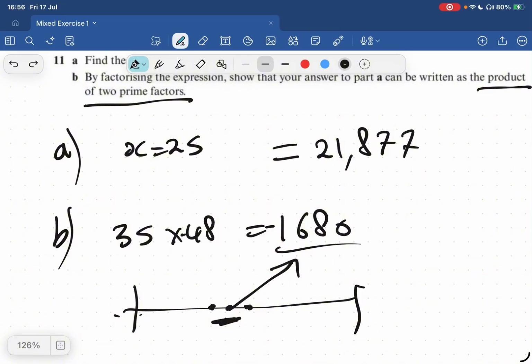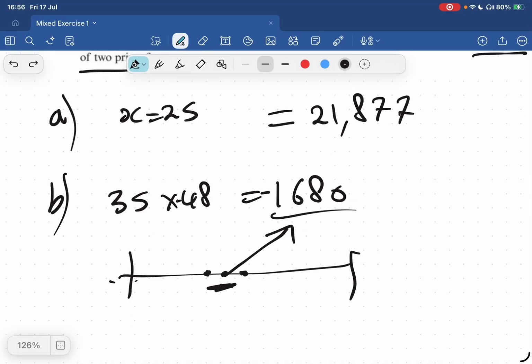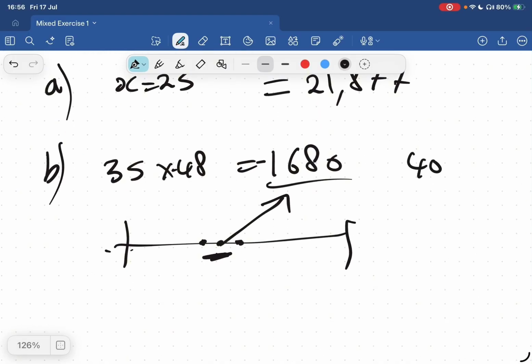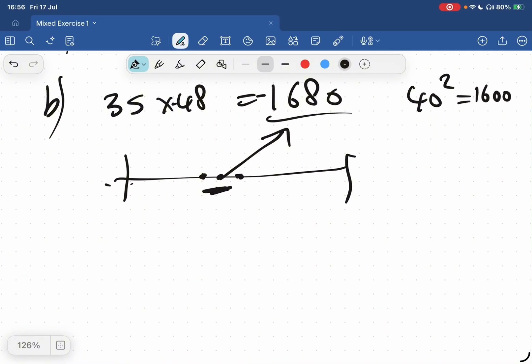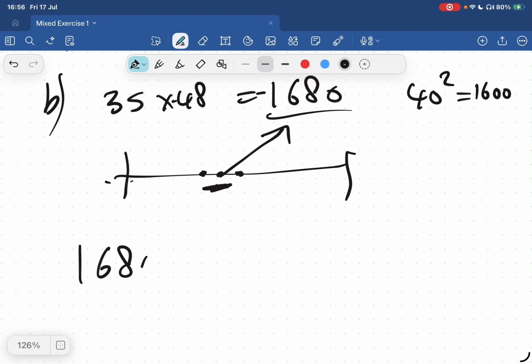1,680? So you can square root it, and that can be your starting block, and then you can work around there. Or here, I know that 40 squared is 1,600. And that's very close to it, so I'm going to divide by 40 and see what I get. So when you divide by 40, you get 42. Which is exactly what we want. But here's the method behind it.